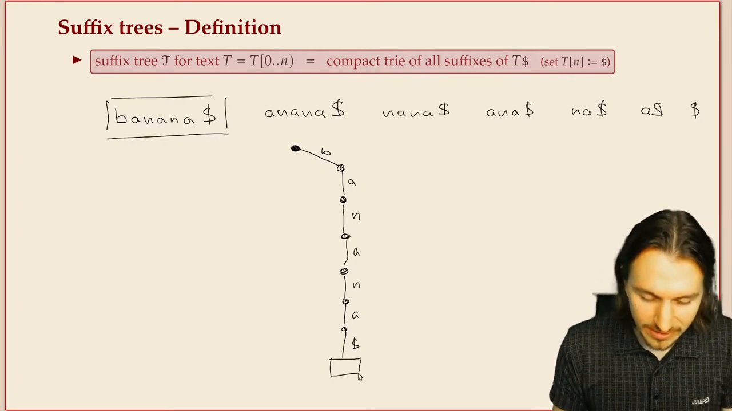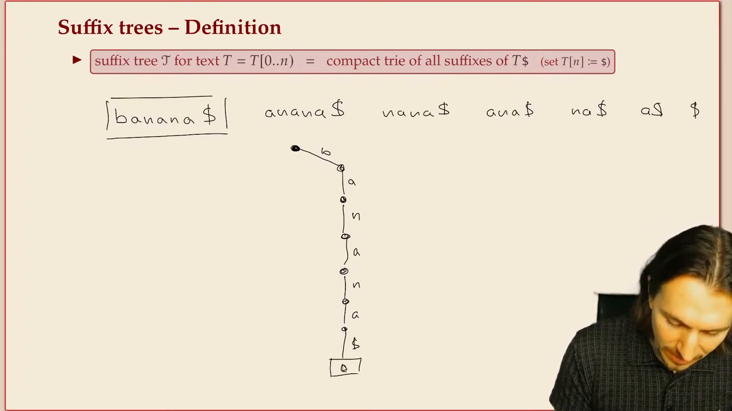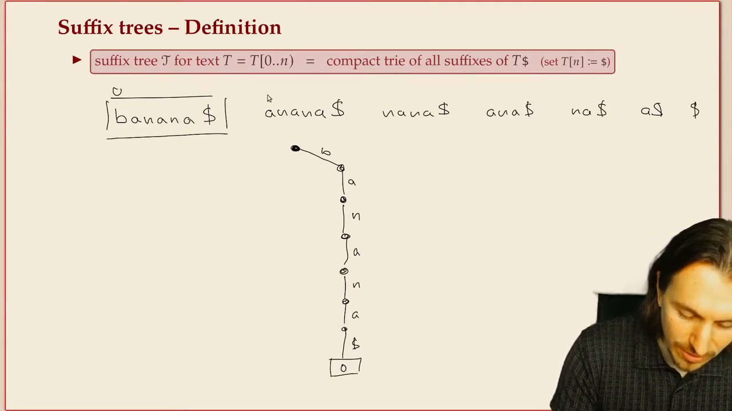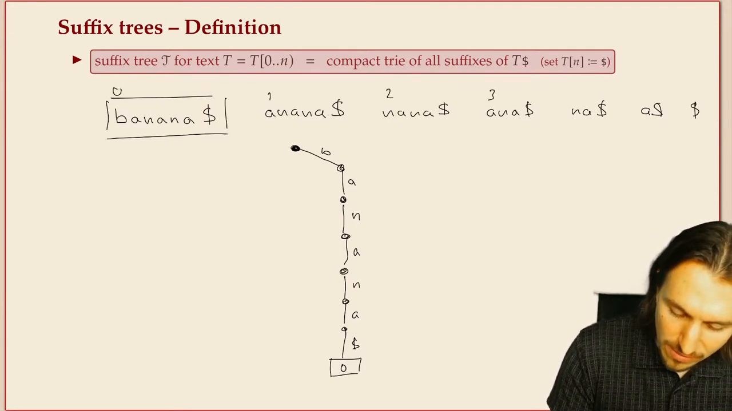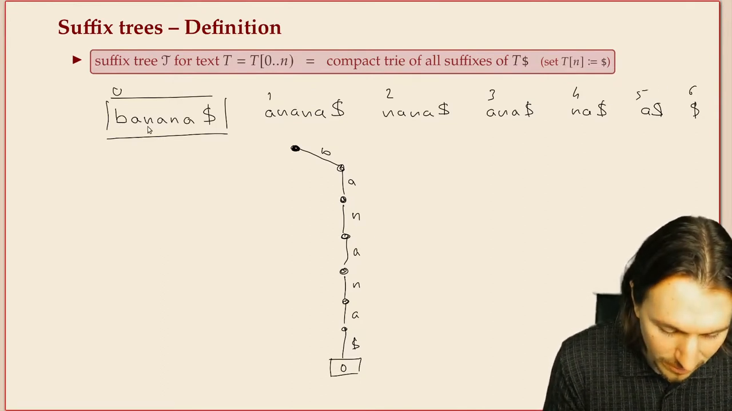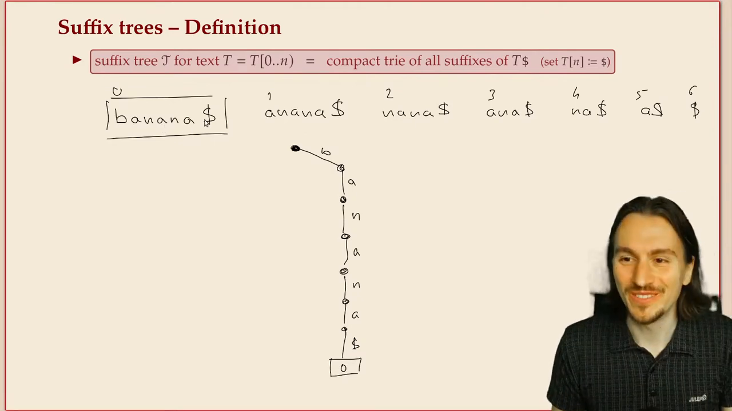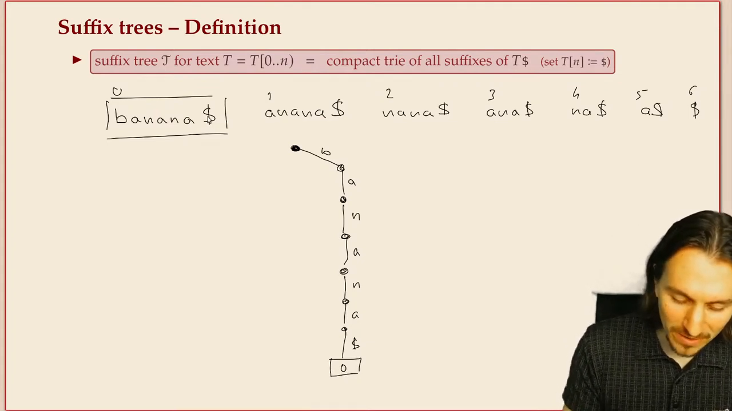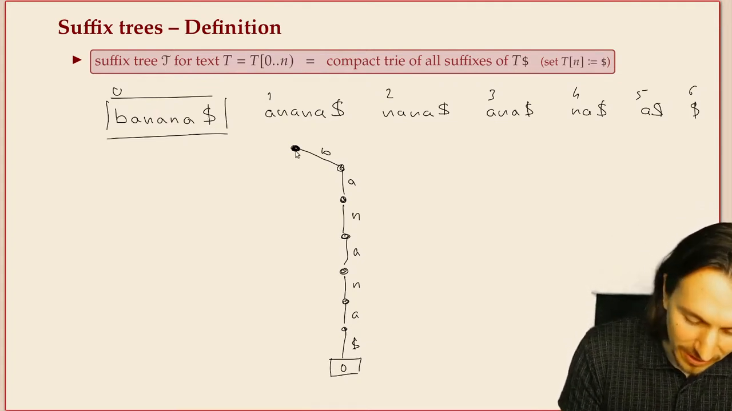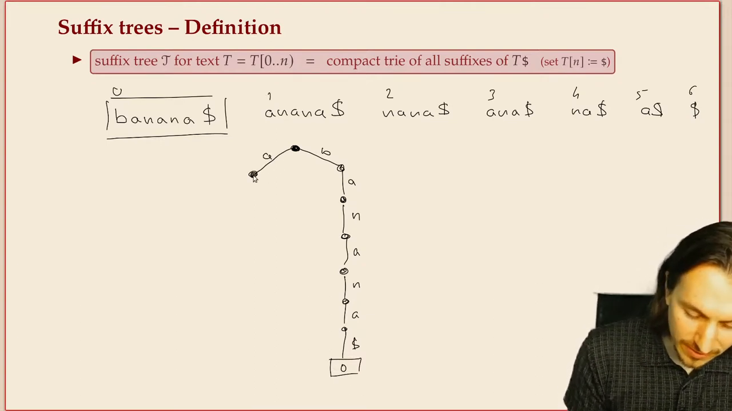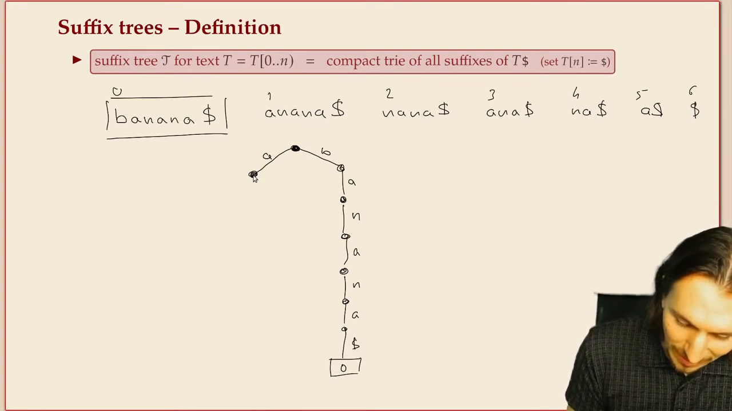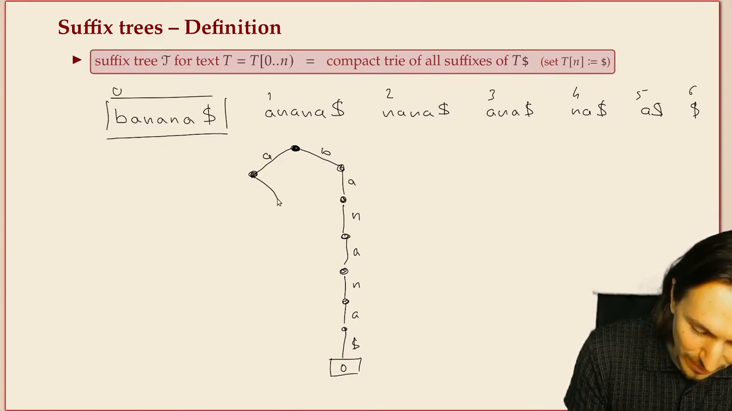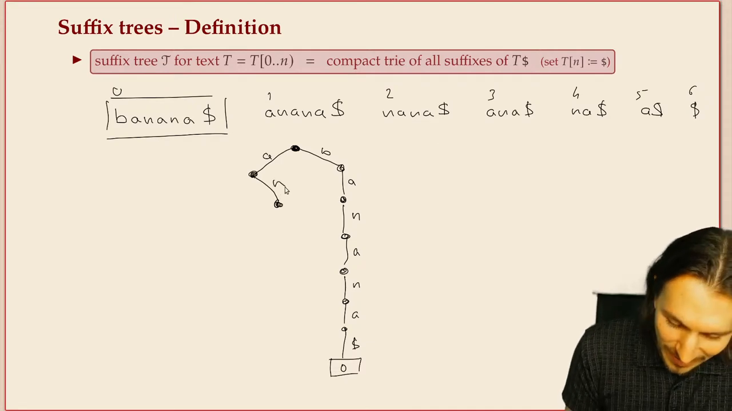And here I'll just put 0 for the start index. This starts at 0, this at 1, at 2, at 3, at 4, at 5, and at 6. That's all. These are the suffixes of banana. So we've inserted the first one. Now we have to insert the second one, anana. Okay, it starts with an A, so we branch off in the root. And then, let's see, I'm trying to think a little bit ahead of myself. So let's branch out here.